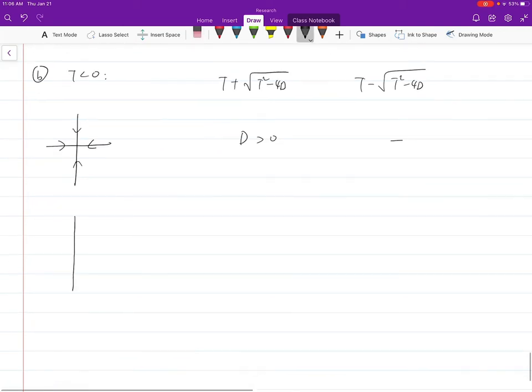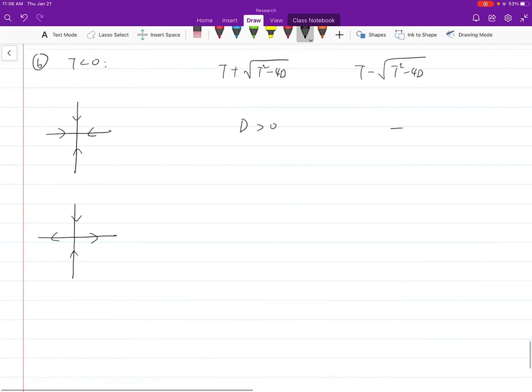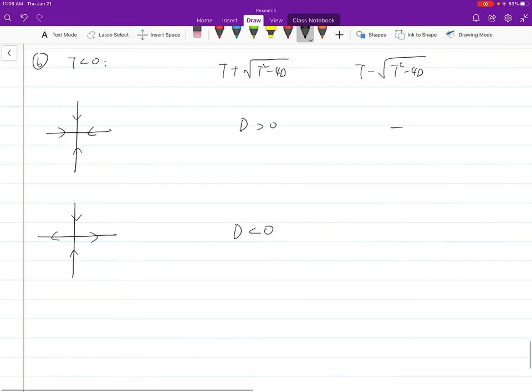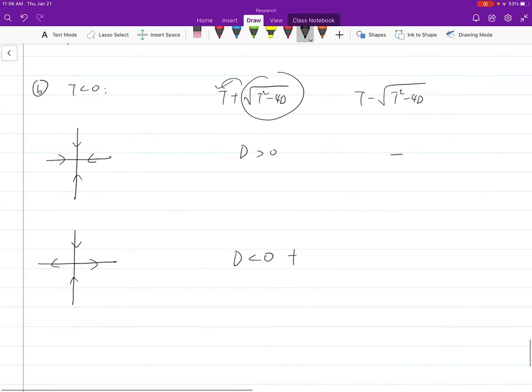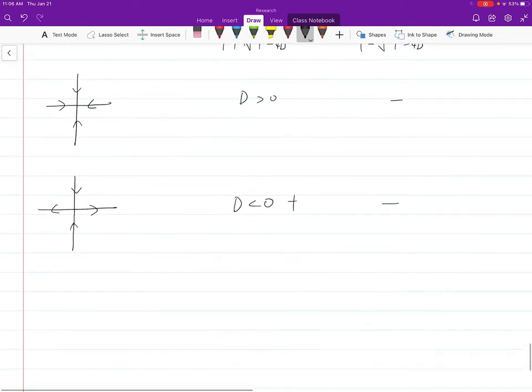All right, similarly, you can think about this is going to be a saddle, and d is less than 0. We'll make sure that happens, because when d is less than 0, this number is bigger than this number. Therefore, this one is going to be positive. And this one is always negative. So you have one positive, one negative. It's going to be like this.